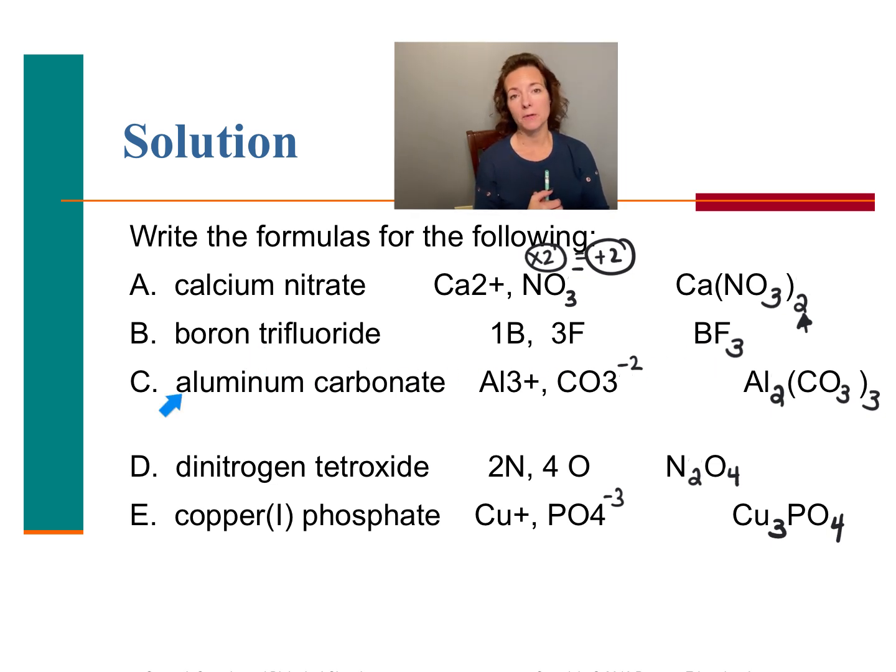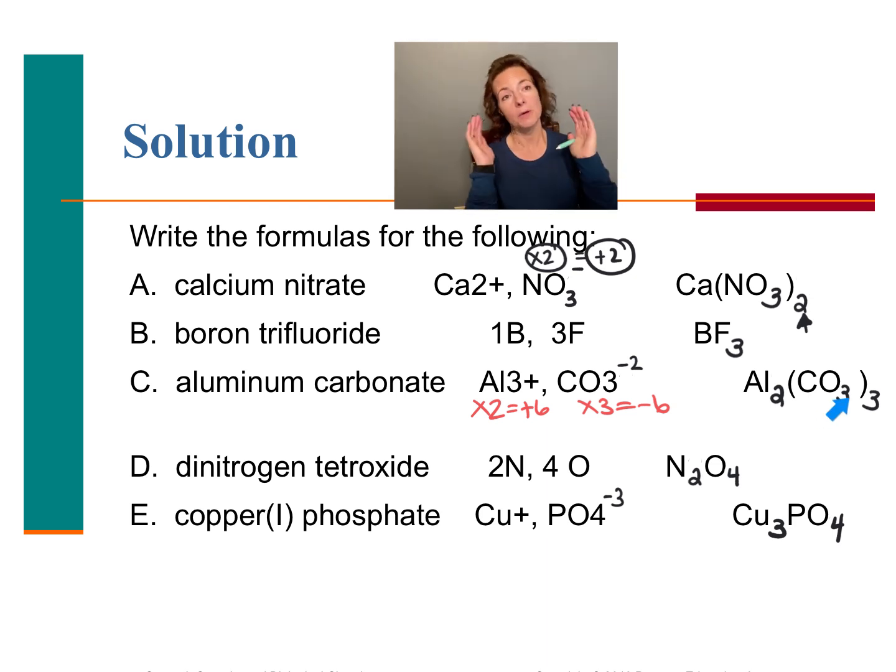Aluminum carbonate, aluminum gets a +3 charge, carbonate gets a -2 charge. So we're gonna need to get an overall charge of a +6, so we're gonna need 2 aluminums. We're gonna need a -6 to balance that to 0, so CO3 is going to need 3 of those. So we're gonna need to put parentheses around it and then put a 3 underneath as that subscript.